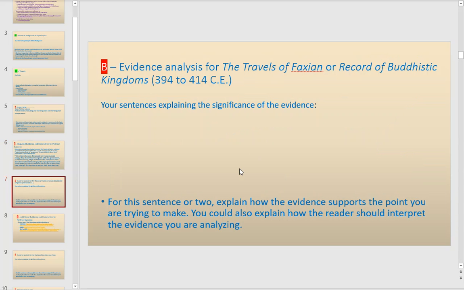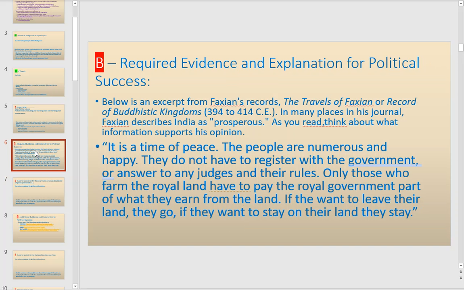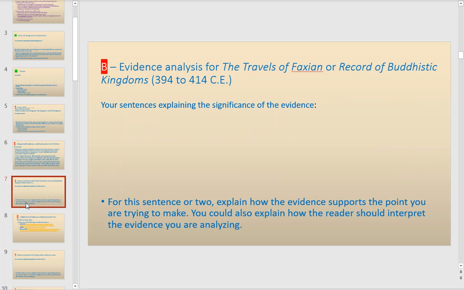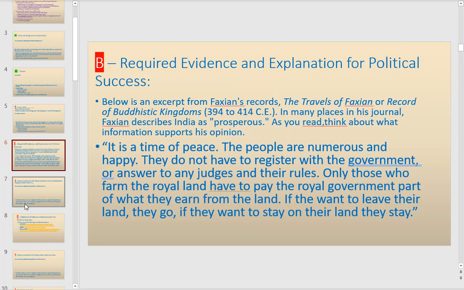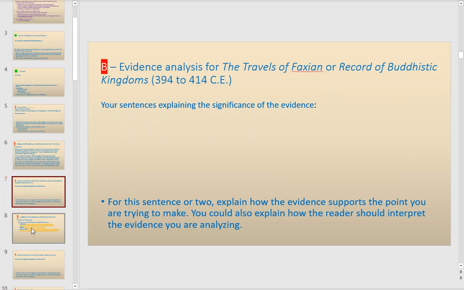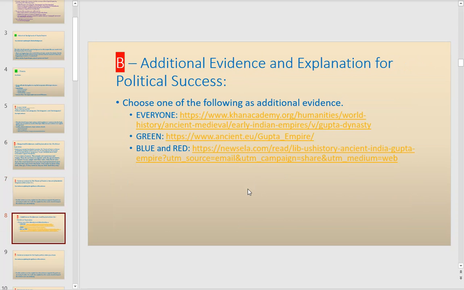The next slide is where you actually do your writing. Here you'll write what this slide means about success. This is like in a paragraph when you're analyzing your evidence. You just write a couple of sentences explaining what this quote actually shows about Gupta success. And then the second piece of evidence you get to choose from, and you only have to do one of these.